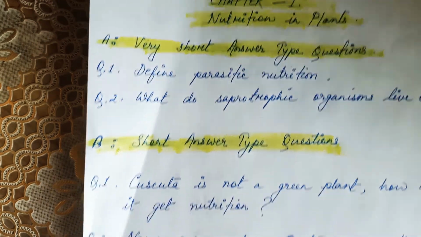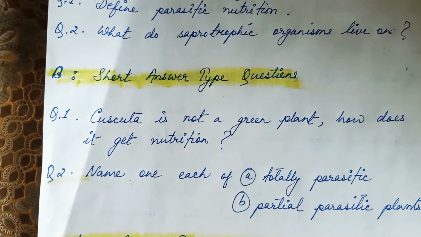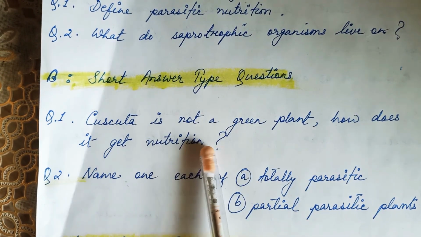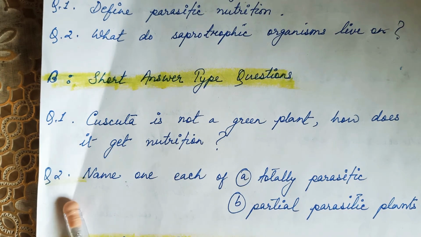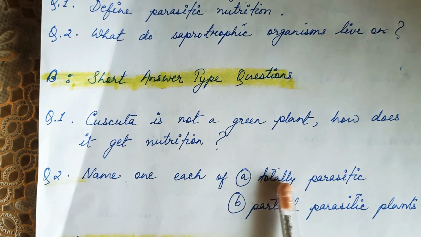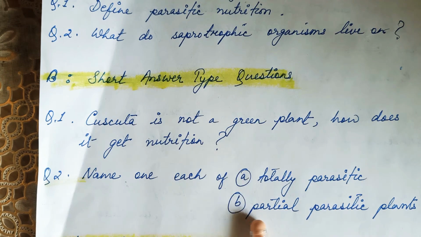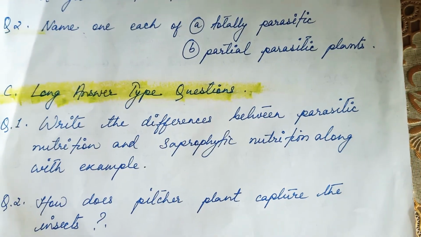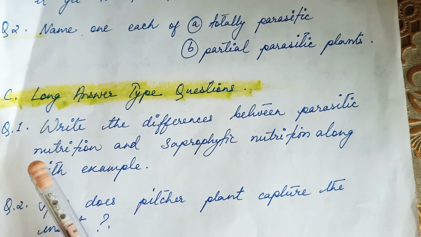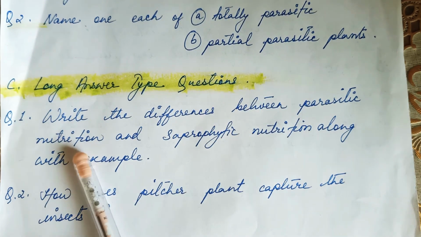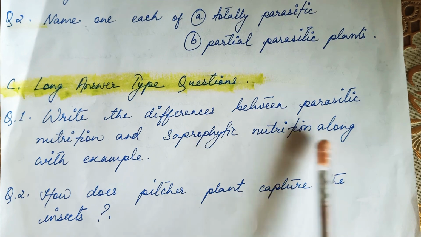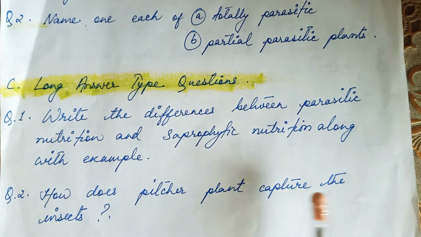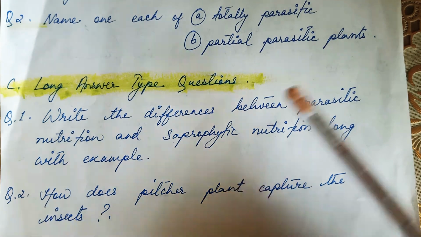Then in section B, Cuscuta is not a green plant. How does it get nutrition? Question number 2, name one each of A, totally parasitic, and B, partial parasitic plants. And in the long questions, question number 1, write the differences between parasitic nutrition and saprophytic nutrition along with examples. Second, how does the pitcher plant capture the insect? So these are the questions.